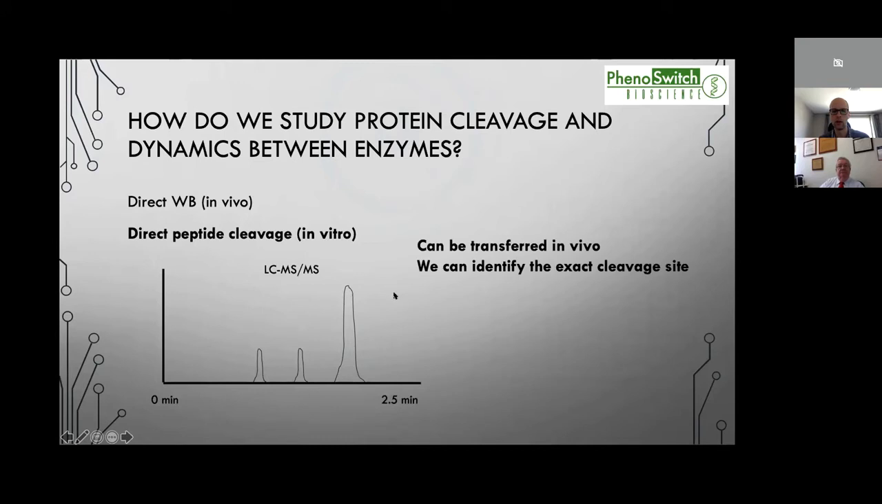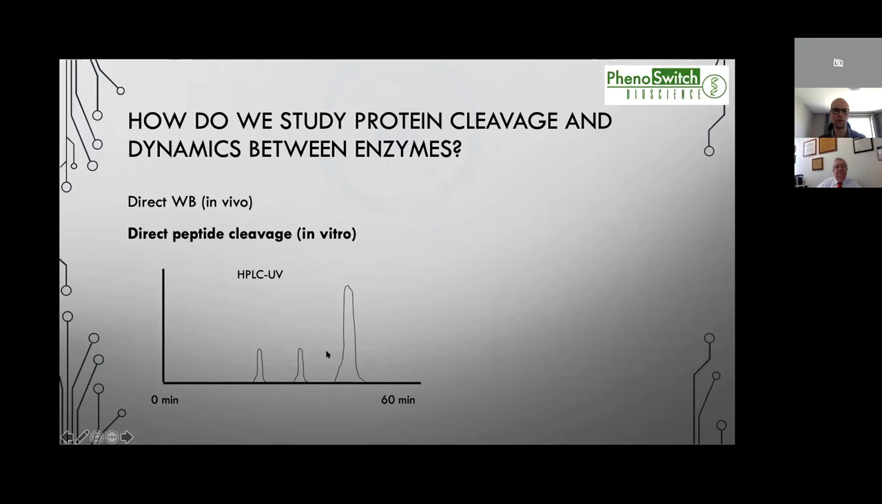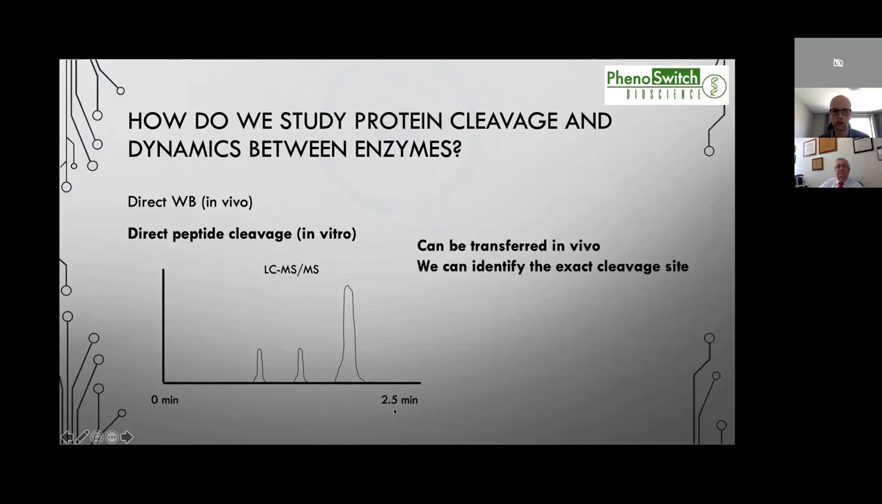So what we've done, and let's look there, we have a 60-minute runtime. Maybe with modern UPLC, you can shorten that to 15 minutes, something like that. But you will still have to be able to separate the fragments to remove the interference. If we go to LCMS, we were able to reduce that down to 2.5 minutes, and probably could have improved it further. And the other important thing is that we can actually identify the cleavage site using MSMS sequencing, and the approach can be transferred in vivo thereafter, where we look at the cleavage of a protein in vivo.